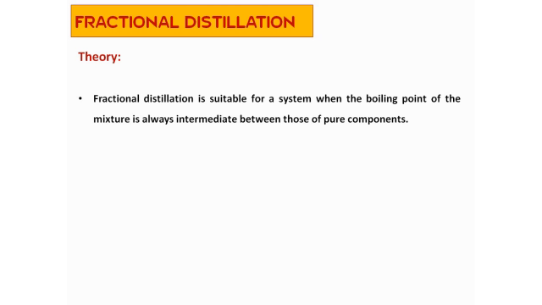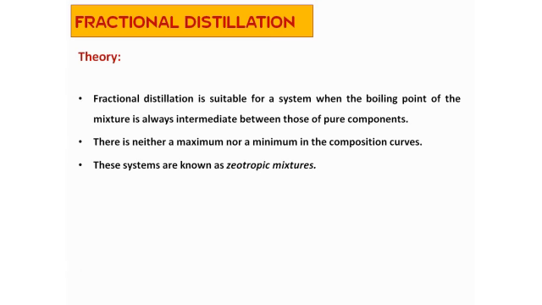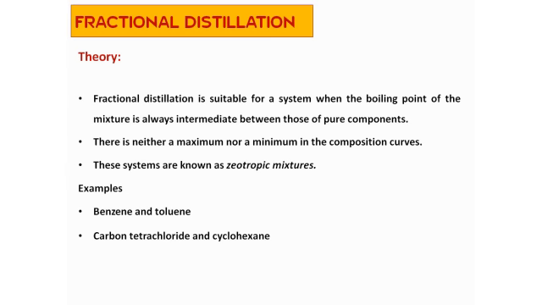Suppose A has a boiling point of 50, B has a boiling point of 100. Now if we add A with B, and the mixture has a boiling point of 75, in such cases fractional distillation can be operated. Here, there is neither a maximum nor a minimum in the composition curve, as we have already seen in Raoult's law. So these systems are known as azeotropic mixtures. Examples of azeotropic mixtures are benzene with toluene, carbon tetrachloride with cyclohexane.